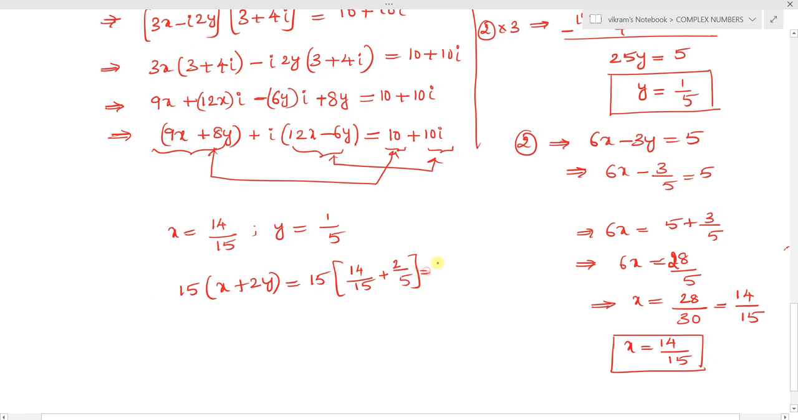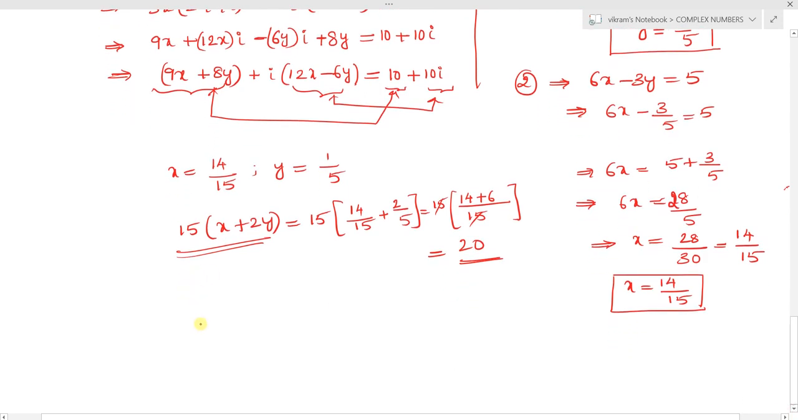Which equals 15 times, if we take 15 as the LCM, (14 plus 6) by 15. The resultant equals simply 20. So 15 times (x plus 2y) is 20. Then the next condition: what is the value he is asking for? He asks for 15 times (x minus 2y).